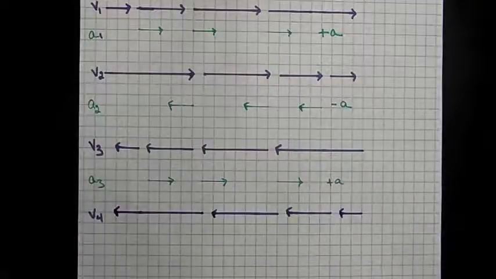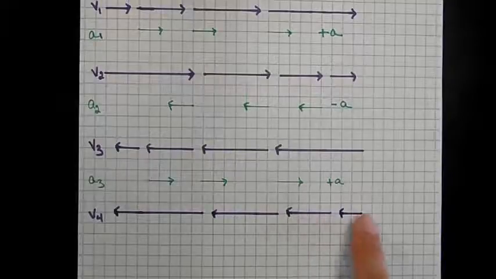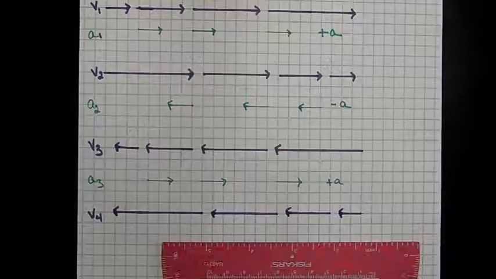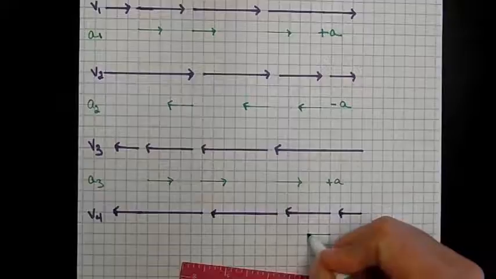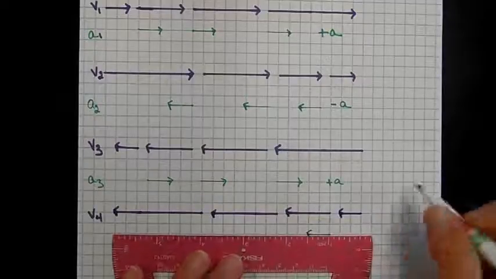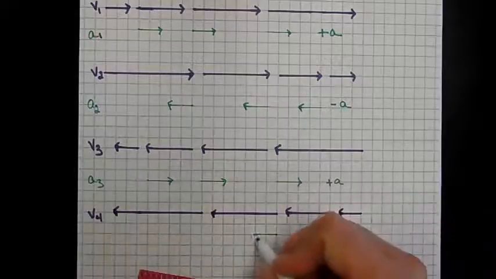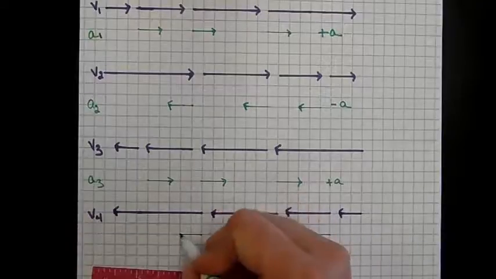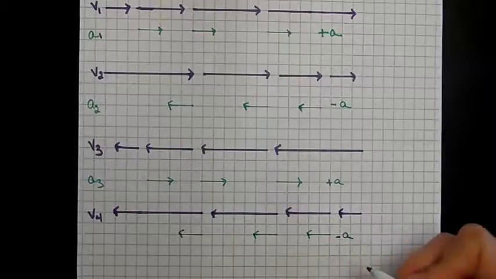So since we're speeding up, the acceleration is going to have to be in the same direction. So if we take this one, this vector here is smaller than this one, so we have to add something to that vector. So our acceleration is going to be in that direction. Same thing here. In order to get this vector from that one, we have to add, which means our acceleration has to be in the same direction as the motion. And so what we have here is a negative acceleration.